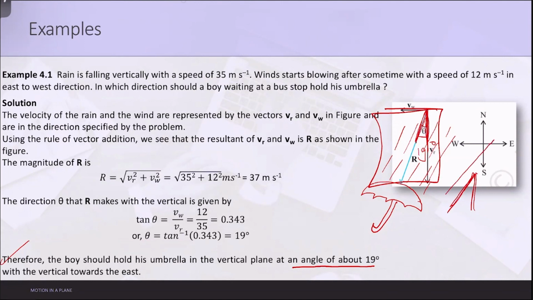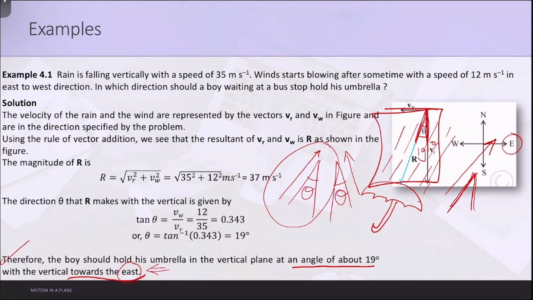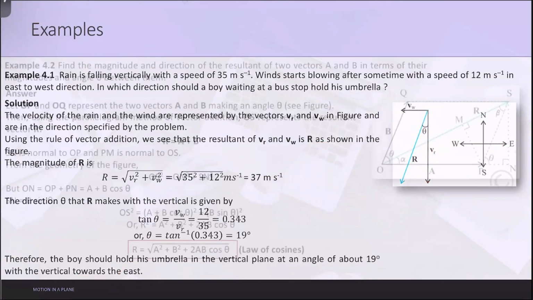So where do we keep it? Towards the east. The angle can be in this form also, and the angle can be in this form also. That is why we need to write this line also, that is towards the east. So we are pointing towards the east direction. If this had been written as towards the west, then this would have been the case. But because it is written as towards the east here, we will do it in this direction, and hence the boy can be saved from getting wet. Okay, so I hope I made this example clear. That being said, let's move forward.